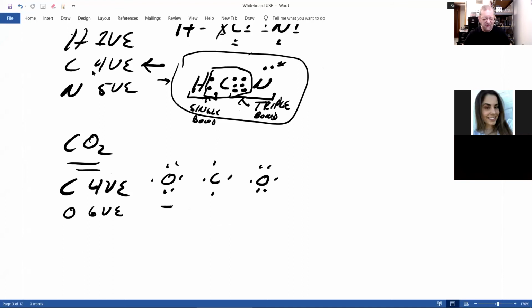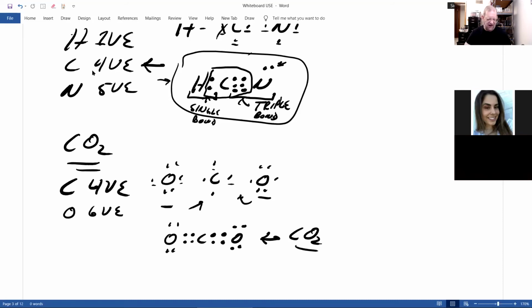And this oxygen says to the carbon, hey, I have 2 unpaired electrons. You have 2, let's share. And they do. And this oxygen says to the carbon, you have 2 unpaired electrons, I do, let's share. And they do. And this is the Lewis structure for CO2, carbon dioxide.